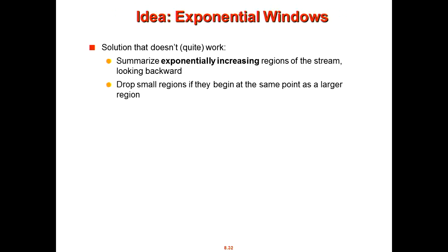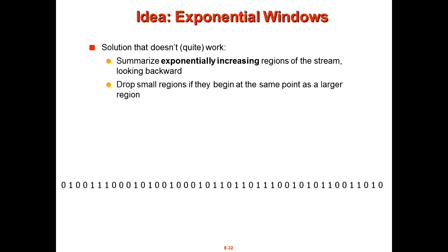The idea is to utilize exponential windows. We still start from a relatively simpler solution, which does not quite work in this problem, but it still shows the idea of this algorithm. It summarizes the exponentially increasing regions of the stream, looking backward, and drops small regions if they begin at the same point as a larger region. For example, we have this data stream of 0, 1, 0, 1, 0, 1, and this is the size of n we care about. We are trying to count the number of ones within these n bits.